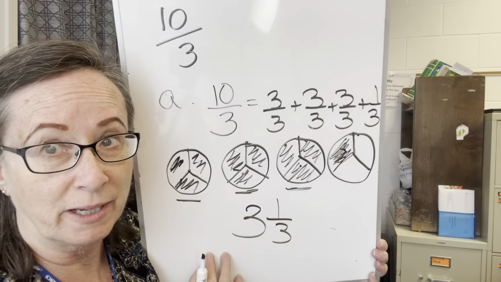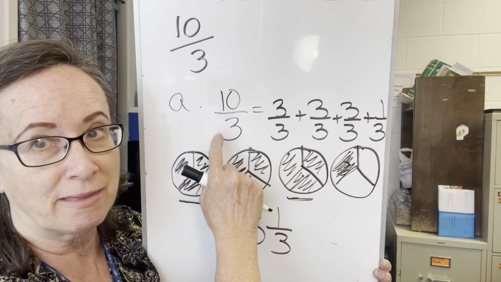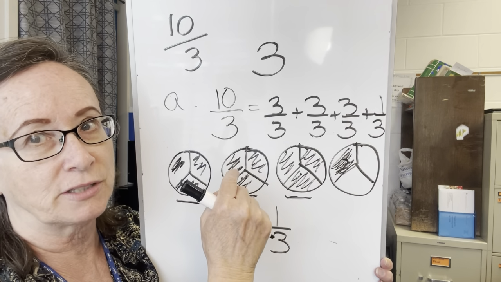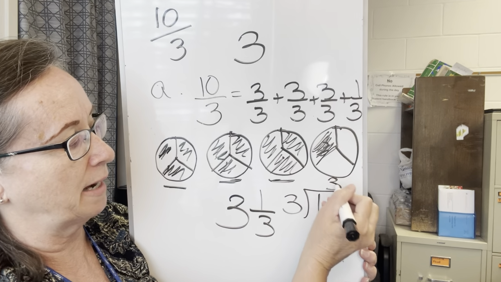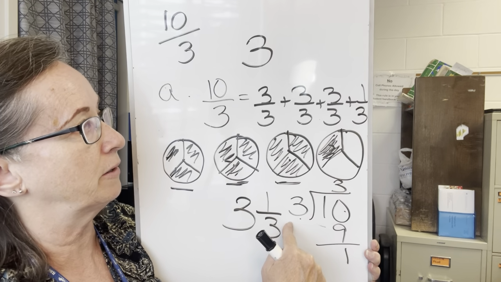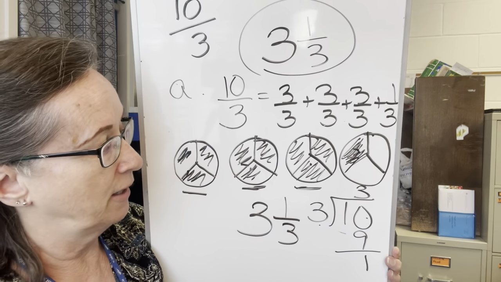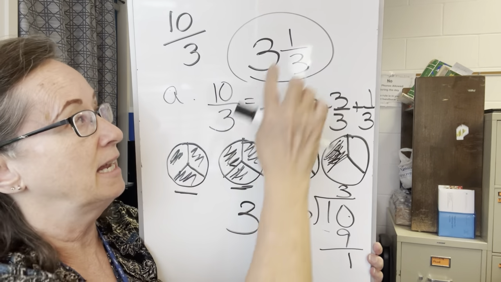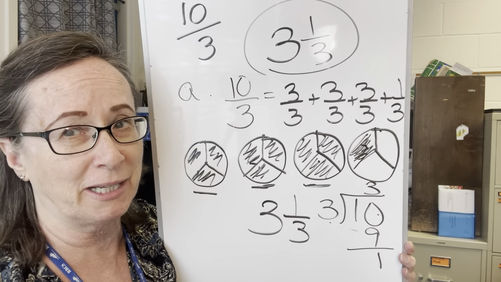Now, that's kind of the long way to do it, but it works. But the short way would be to do what? 10 divided by 3 goes 3 whole times with 1 left over. Okay, so 10 divided by 3 goes 3 whole times. 3 times 3 is 9. We take away, we have 1 left over, so 1 third, 3 and 1 third is our answer. And if we're going backwards, we would say 3 times 3 is 9 plus 1 is 10. 10 thirds is the same as 3 and 1 third. And you have to learn how to do that pretty quickly.